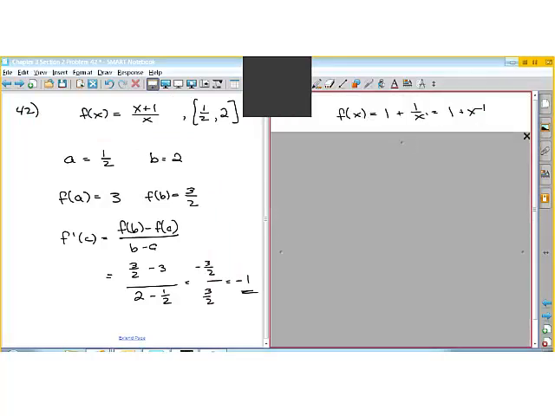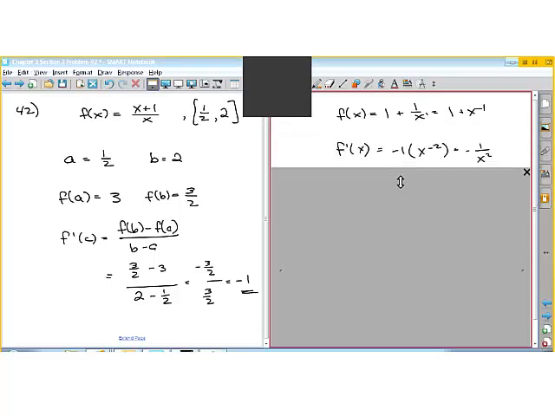So we take the original function, which I'm going to rewrite as 1 plus 1 over x. If we divide x by x, we get 1. Divide 1 by x, we get 1 over x. This is the same as x to the -1 power. So we take the derivative. This goes to 0. This becomes -1 times x to the -2 power. Then you can move that to the denominator.